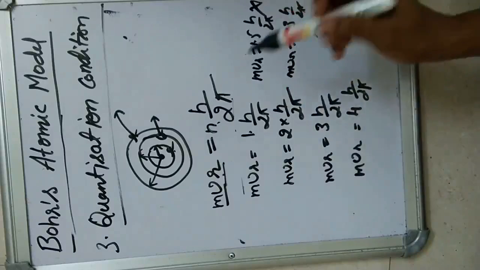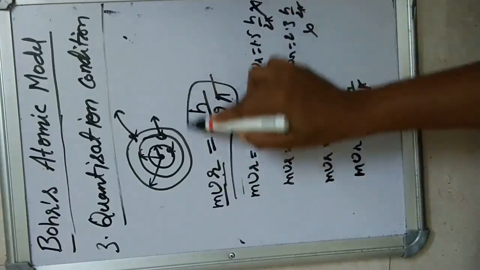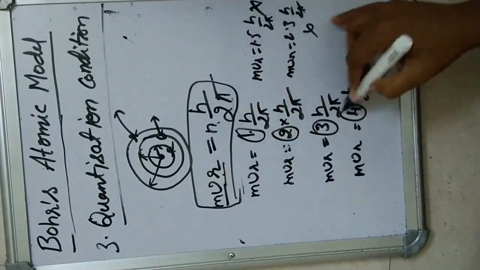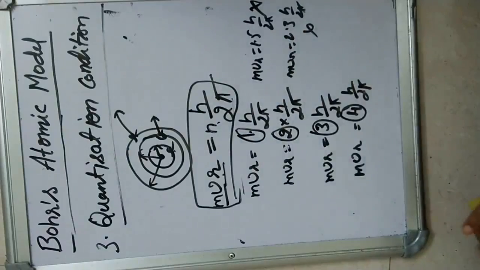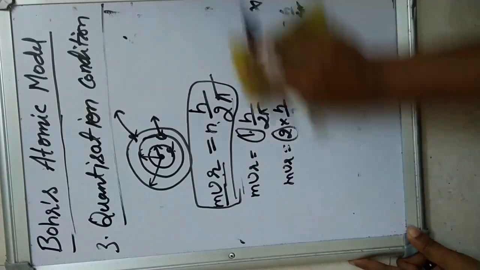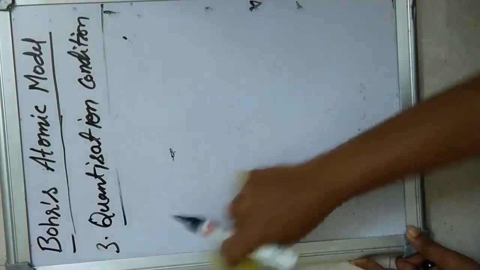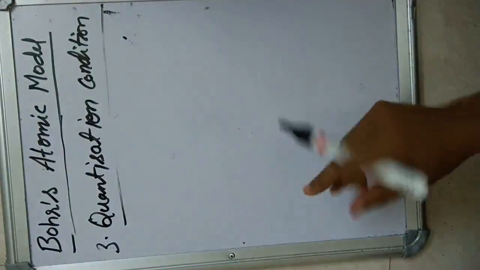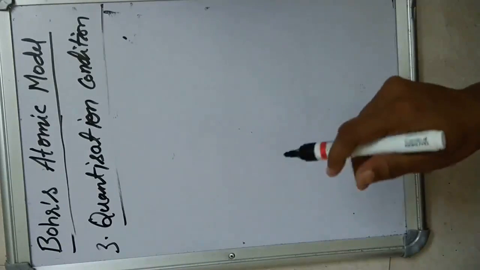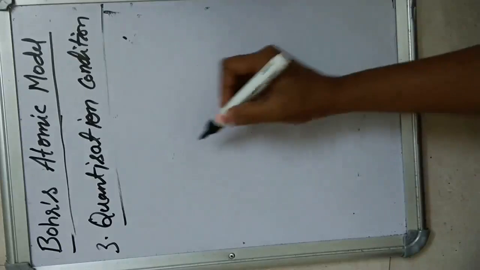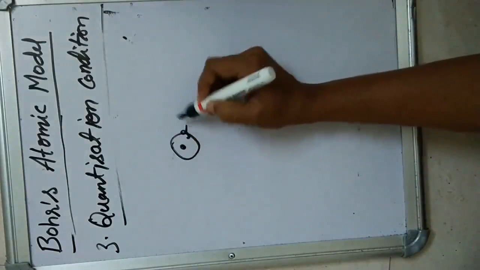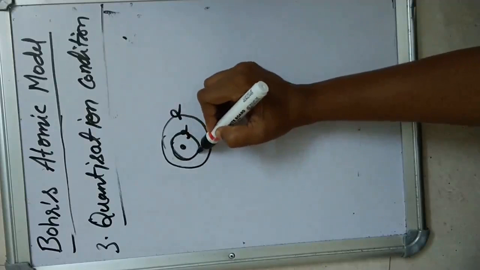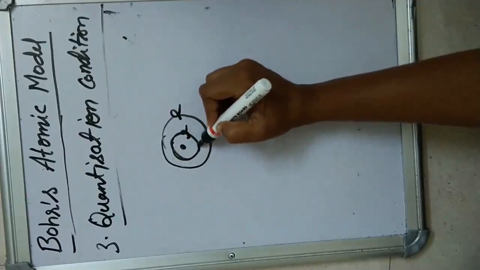So this is the explanation for the third point: around the nucleus only those shells are possible whose angular momentum of the electron is an integral multiple of h by 2 pi. I hope you understood the concept. Now the last point, the fourth point. What did the second point tell? As long as the electron revolves in the same shell, it neither loses energy nor gains energy.